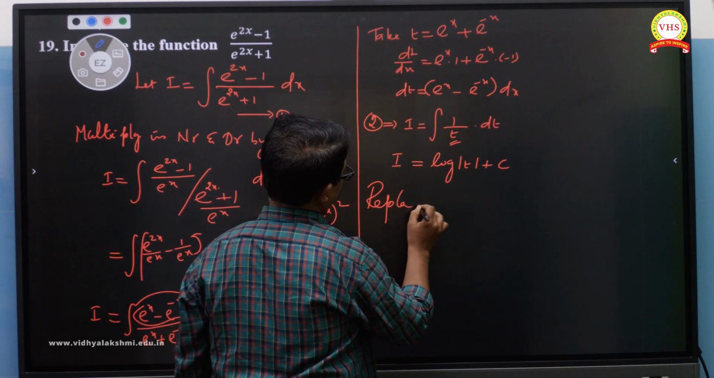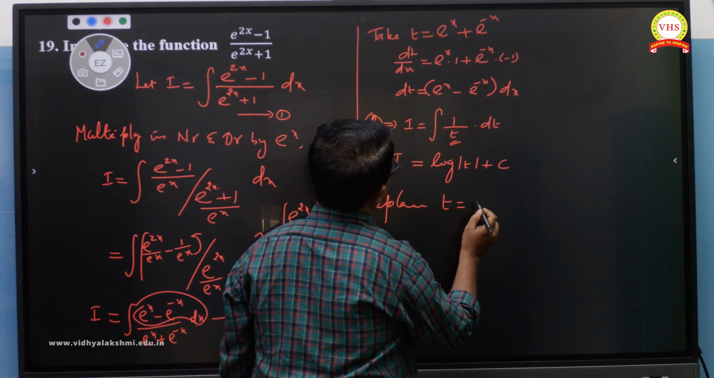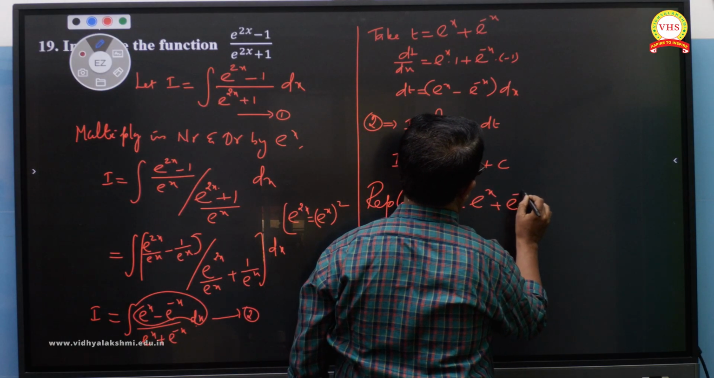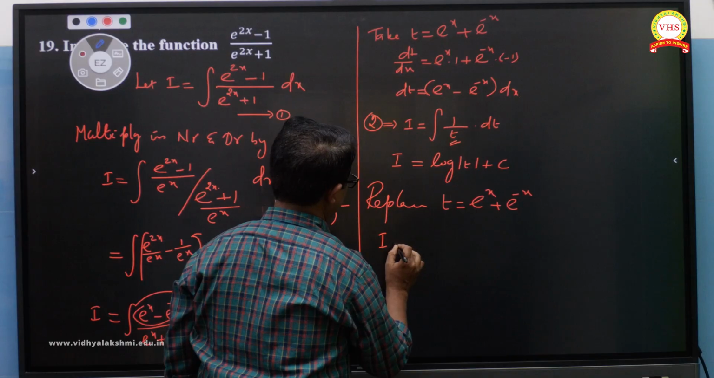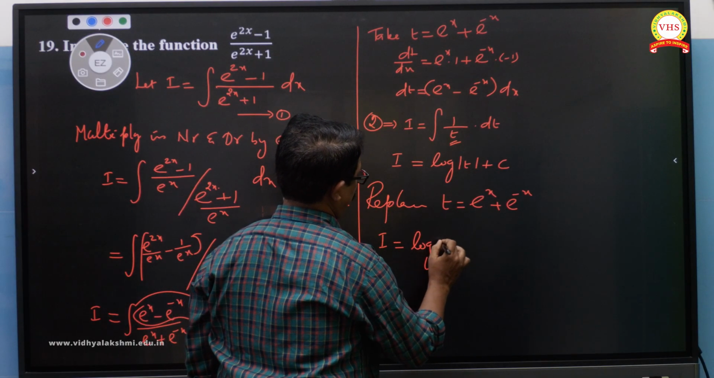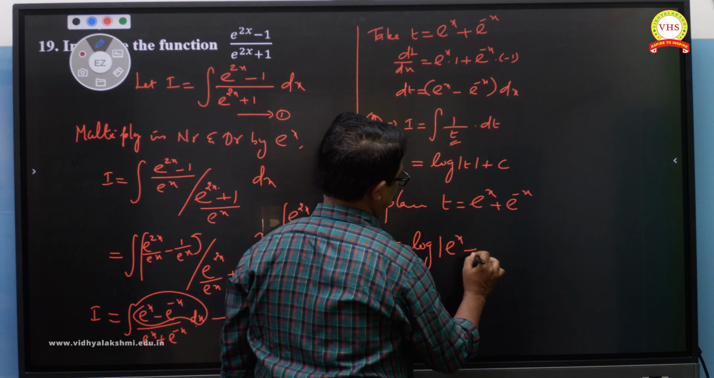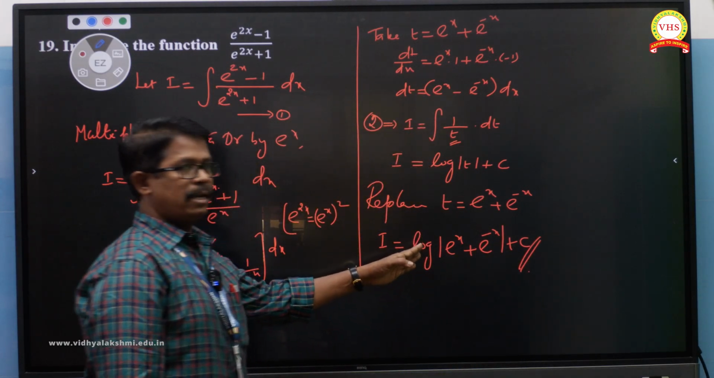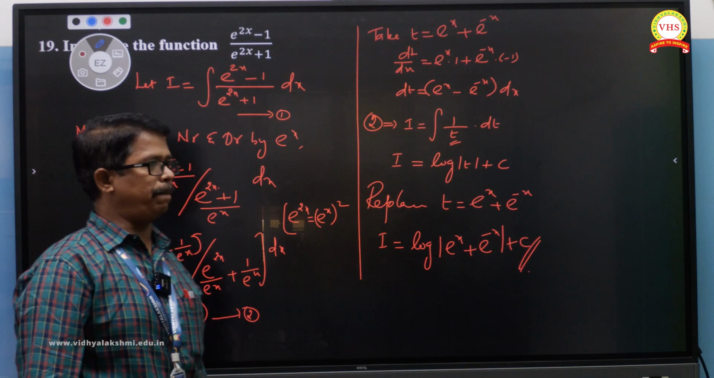What is the t value? t equals e^x plus e^(-x), which we assigned here. Now the final answer: log of modulus of (e^x + e^(-x)) plus c. Are you okay? This is the solution for the given sum.